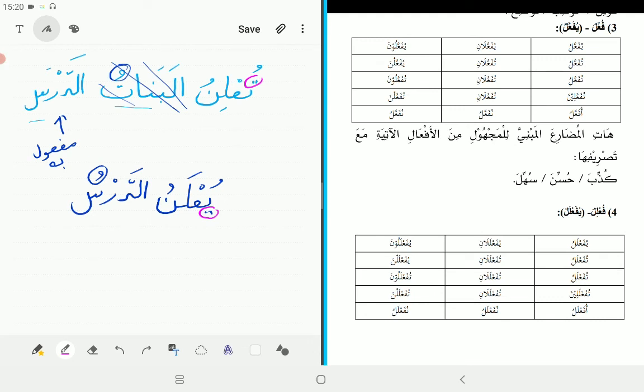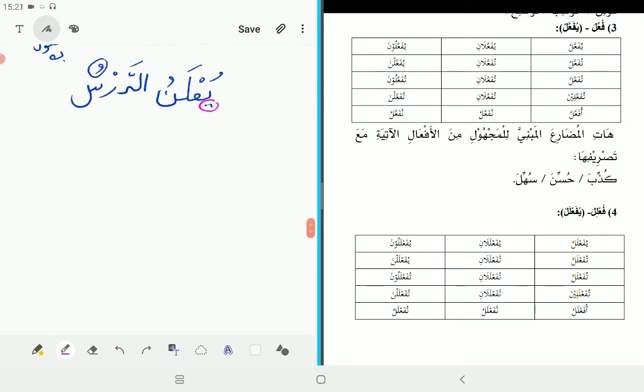يحسن, يحسنان, يحسنون, تحسن, تحسنان, يحسسن. So now what happened is the extra sin has been added. يحسن. انظر. So the verb is يحسن. We've added to it Nun Niswa.